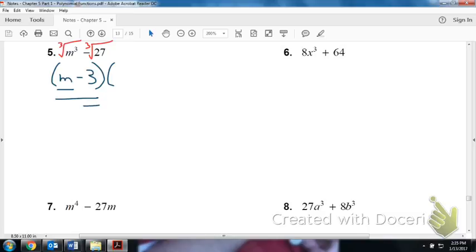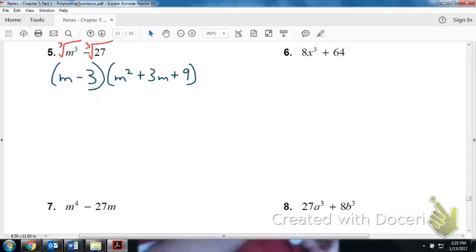So m squared is simply m squared. M times 3 is 3m, so positive 3m. And 3 squared is 9, so plus 9. And that is how you do it. You're done.